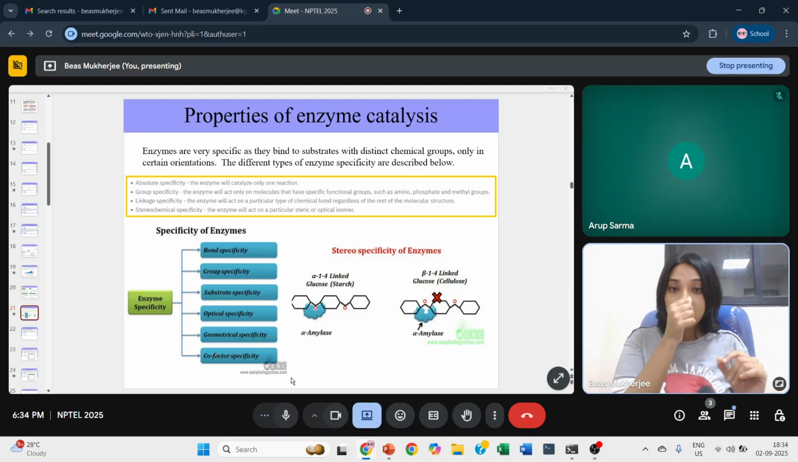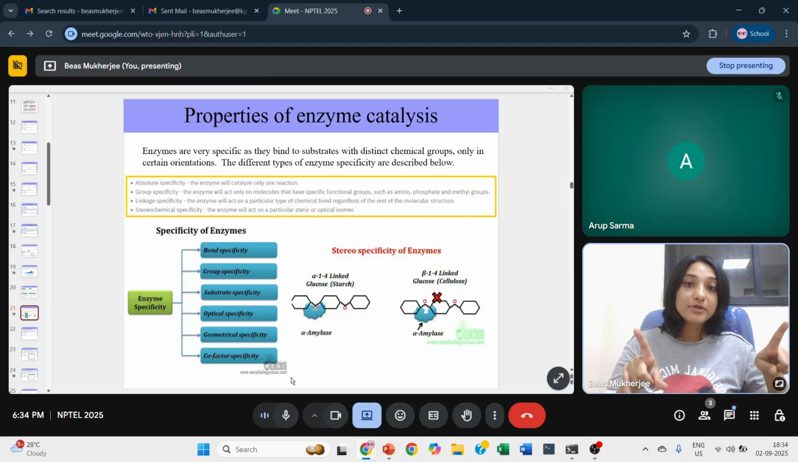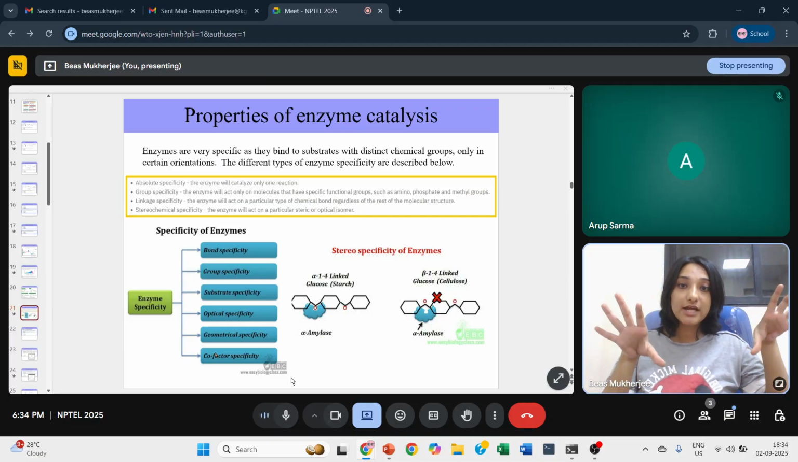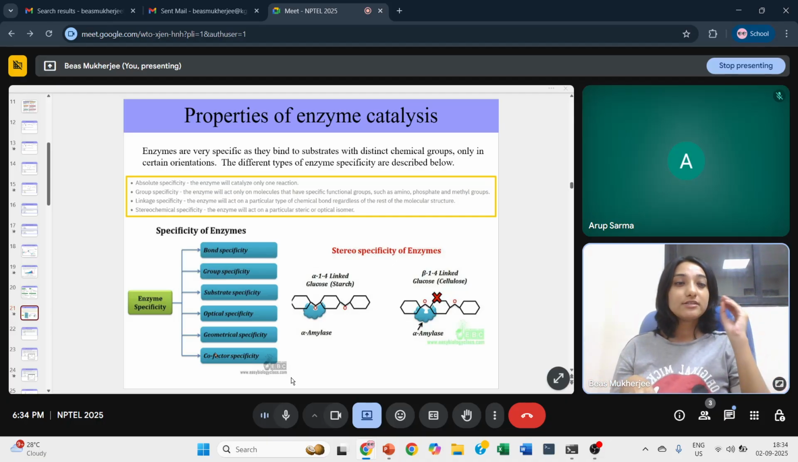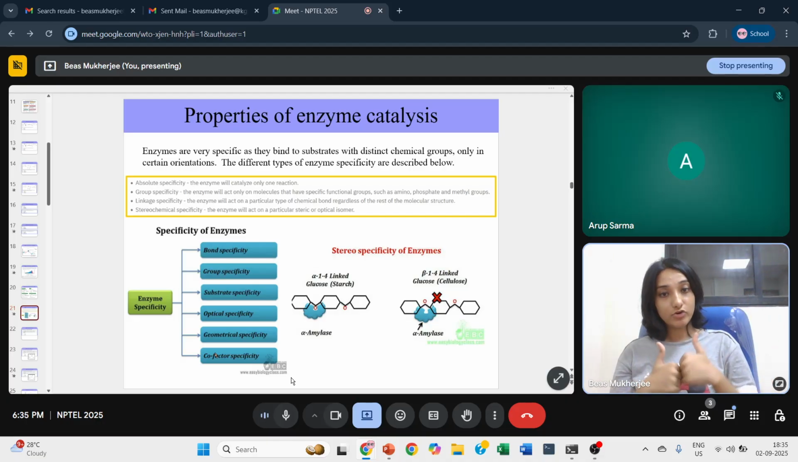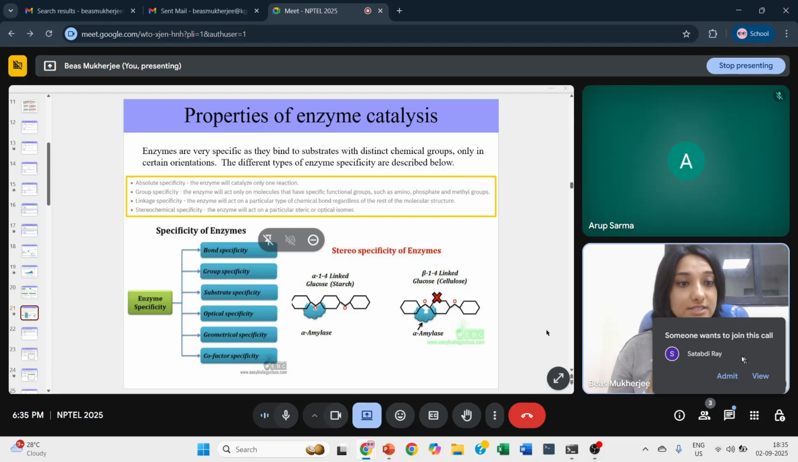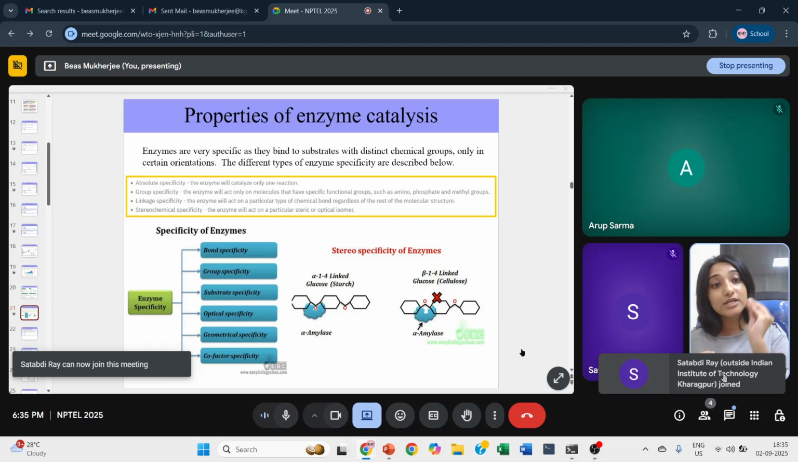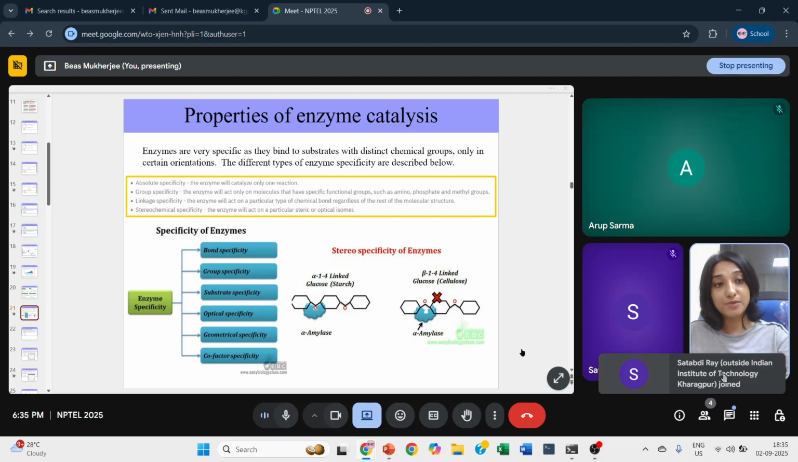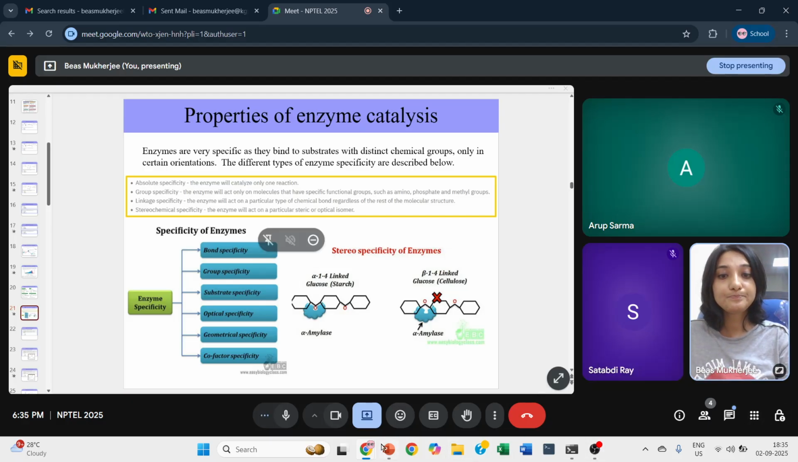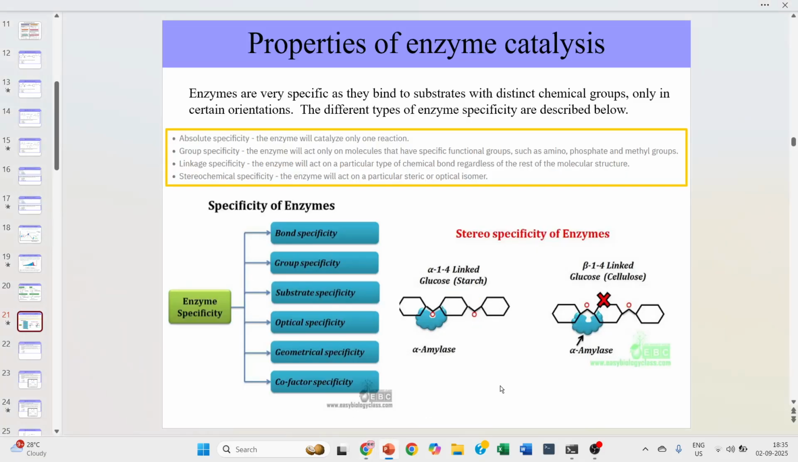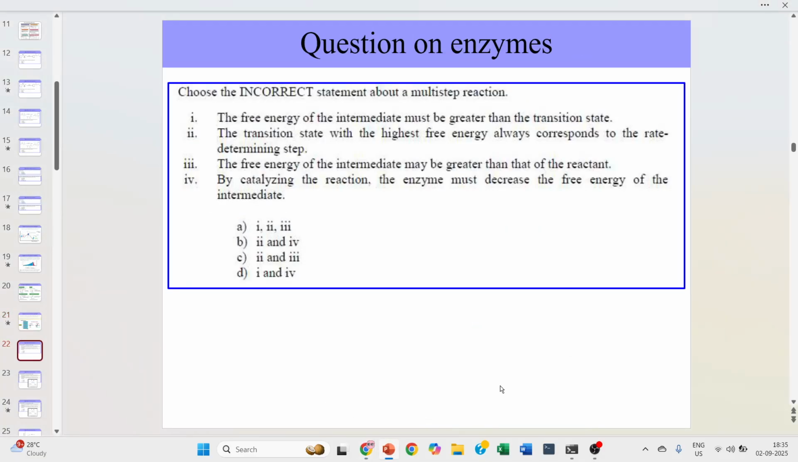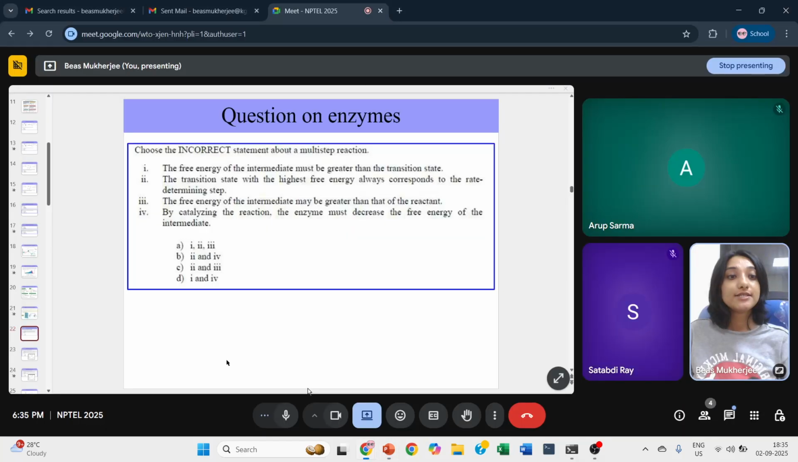It's between particular carbons in the two glucose molecules that are joined together. So that is the alpha 1,4 linkage. Now, if there is a beta 1,4 linkage, then alpha amylase will not act on it anymore. So alpha amylase is only specific to alpha 1,4 linkage. That is an example of stereo specificity. So this is between starch and cellulose.